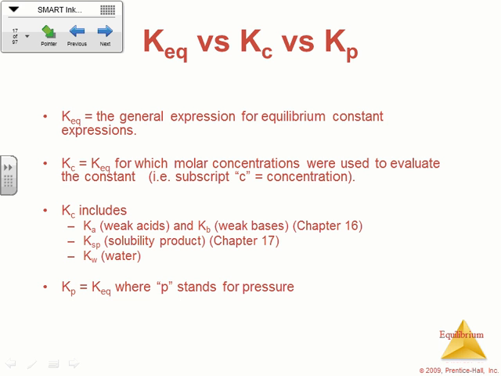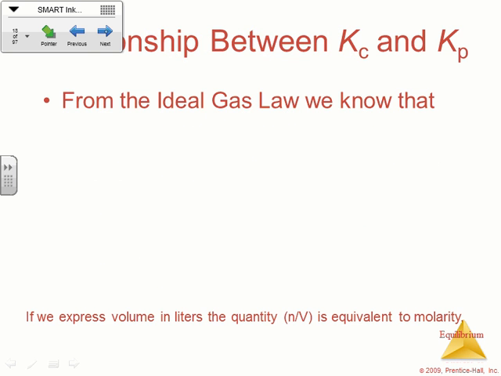So there are different situations where you would use each of these. Kc we use when we're thinking about it in terms of concentration. Kp is what we use when we're thinking about the reaction in terms of partial pressures, right? So you just have to pay attention to what you're using in the equation. Now there actually is a way to relate Kc and Kp to one another.